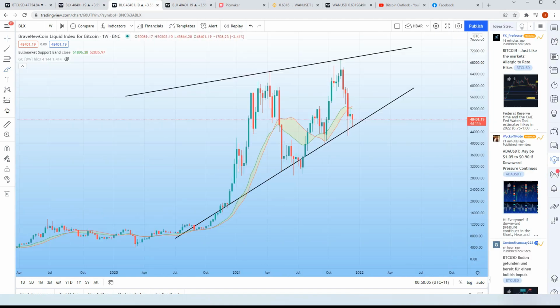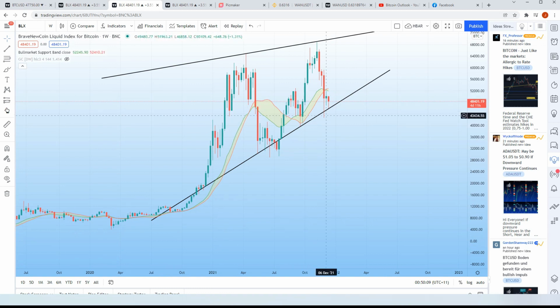So let's take a look at our last chart. This is going to be, again, our rising wedge formation. We are underneath the bull market support band. Now, every time historically Bitcoin is underneath the bull market support band, altcoins bleed a lot. All right, when do altcoins start moving?